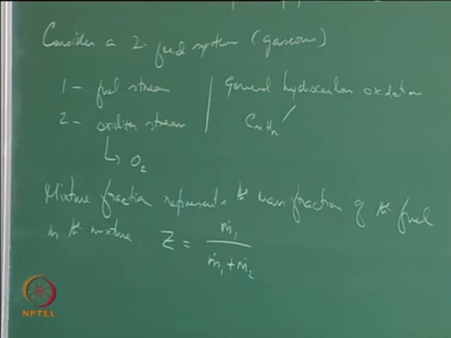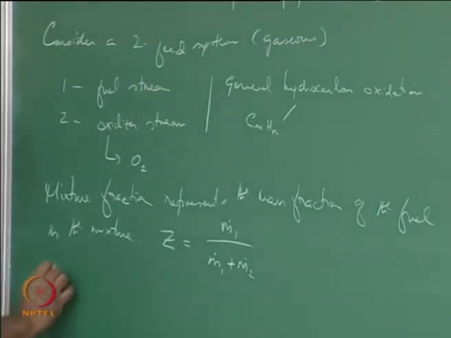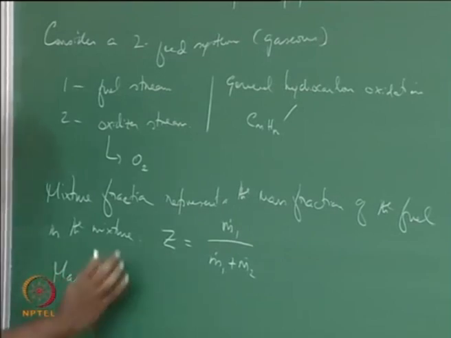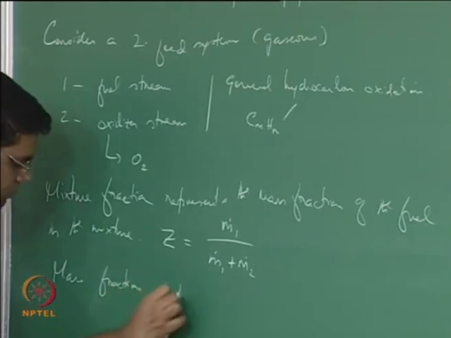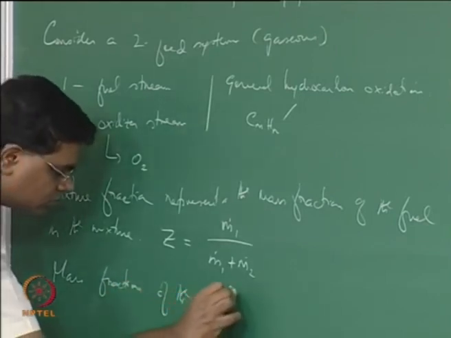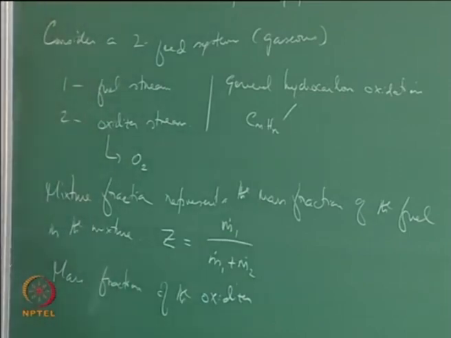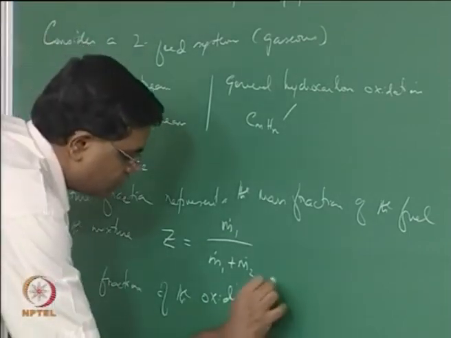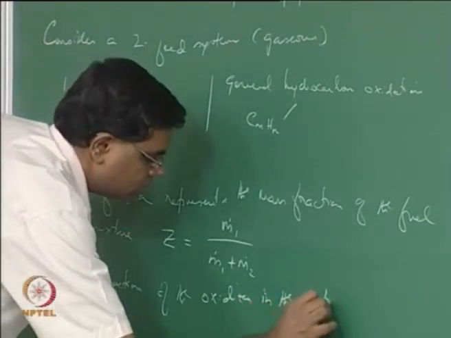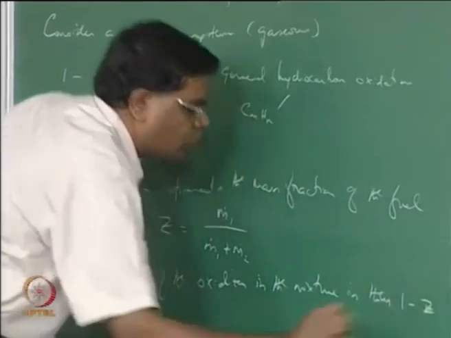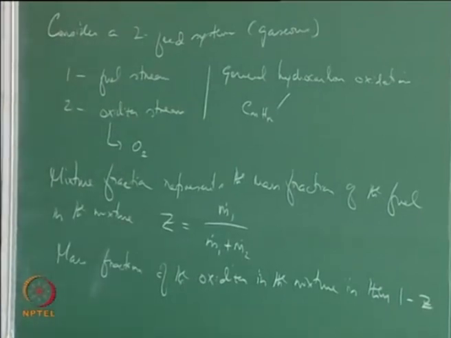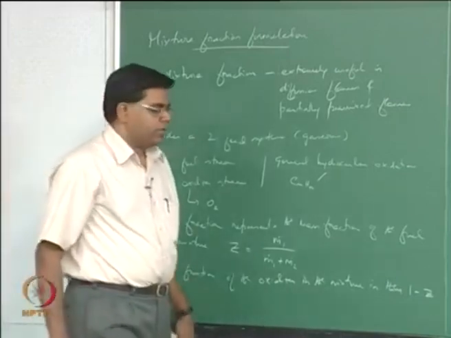And of course what this means is the mass fraction of the oxidizer in the mixture is then 1 minus Z. All right. It would be defined as m2 dot divided by m1 dot plus m2 dot. Therefore, it's 1 minus Z.